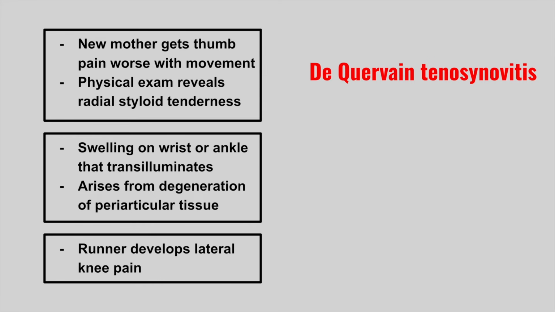Next, we have a patient with swelling on the wrist or ankle that transilluminates, and it arises from degeneration of the periarticular tissue. So this is a ganglion cyst. Okay, and often this condition just resolves spontaneously. And the key thing here is that it transilluminates.